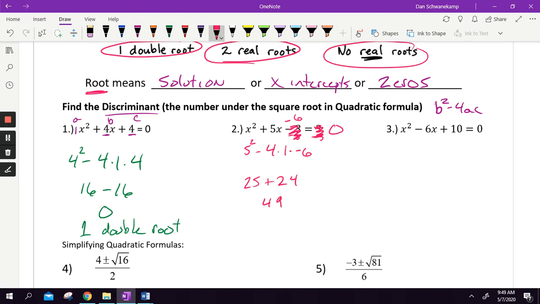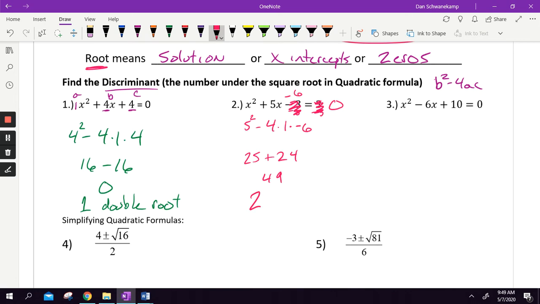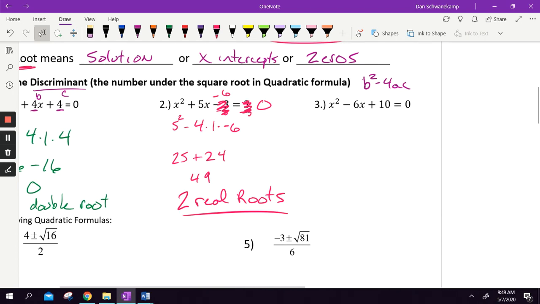I get 49. Since the discriminant is positive, I'm going to have 2 real roots, meaning it's going to cross the x-axis 2 times. Last thing we got is this one.